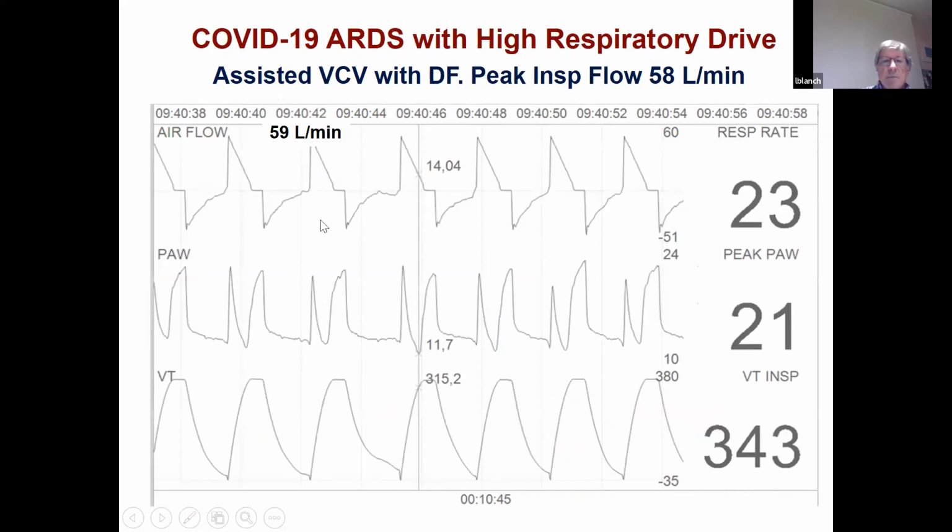Here are some examples. This is a COVID-19 RADS patient with high respiratory drive. At the bedside, this patient is in assist control with accelerated flow, which is not my favorite, but it's there. And the peak inspiratory flow is 58, but this patient has a high drive. The ventilator pressurizes, but immediately there is this huge decrease in pressure because of the patient's high respiratory drive.